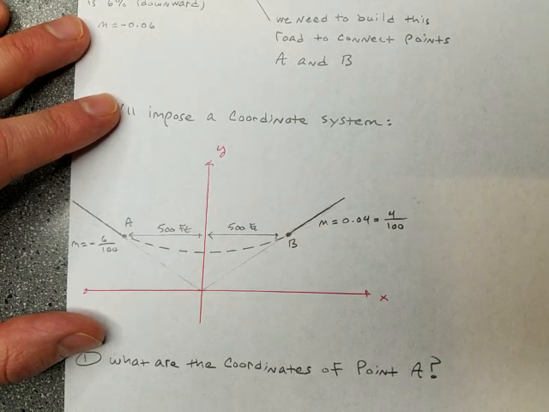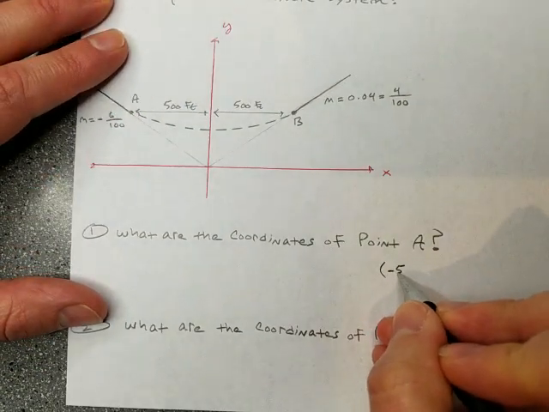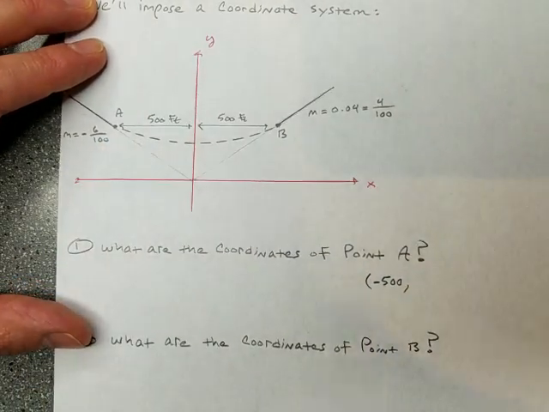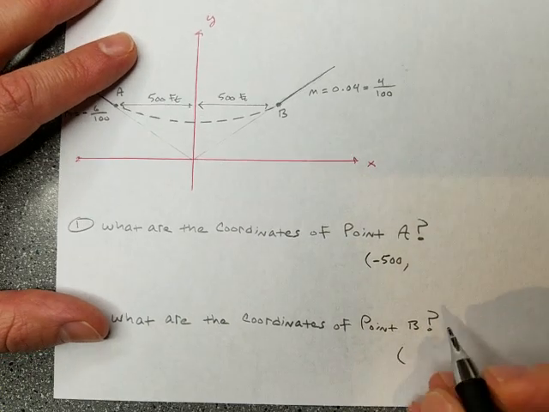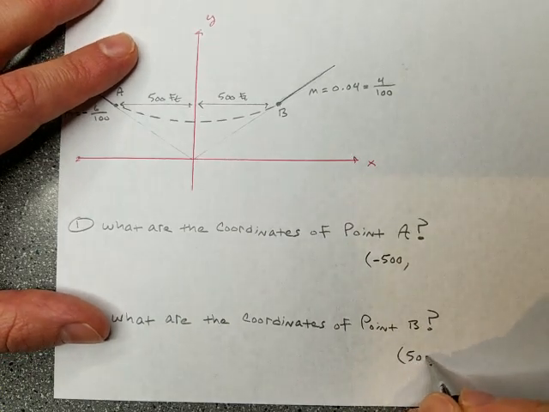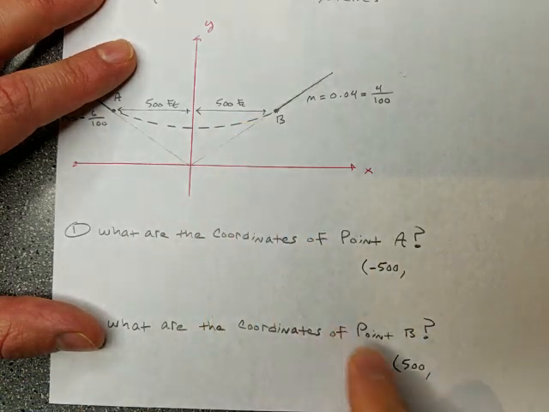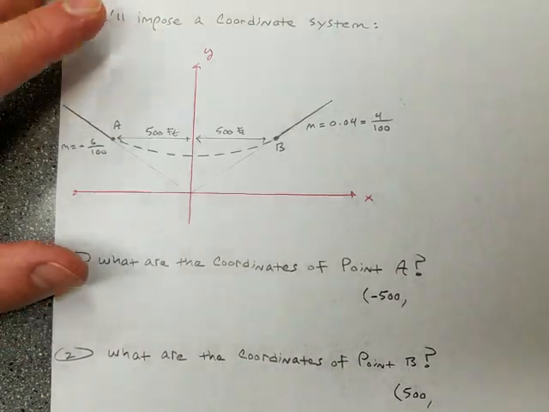I know the x-coordinate. So the coordinates of point A are going to be negative 500 for the x-coordinate because you go left 500. And the y-coordinate, well, we got to figure that out. And the coordinates of point B are 500 for the x-coordinate, because you go right 500. And then the y-coordinate, we got to figure that out. But to figure that out, we could do it like this.